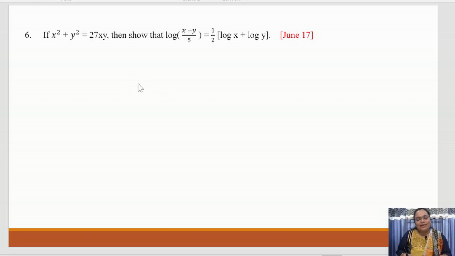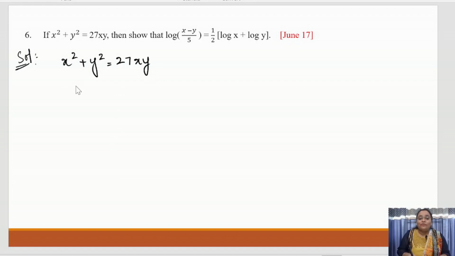So this question is from logarithms. If x² + y² = 27xy, show that log of (x − y)/5 is equal to 1/2 of (log x + log y). So let us solve this question. Given is x² + y² = 27xy.